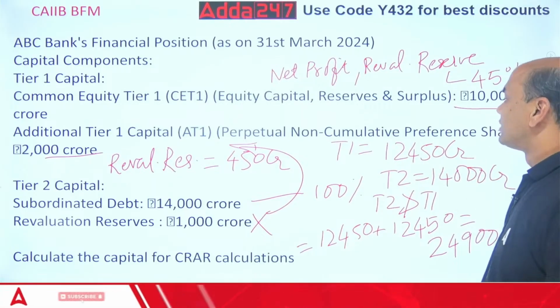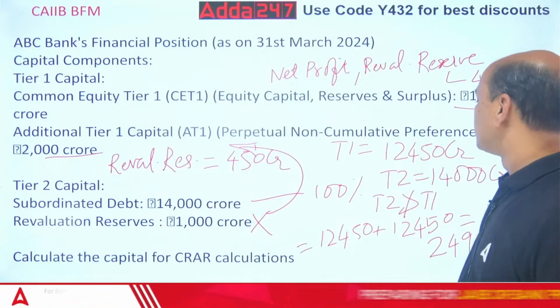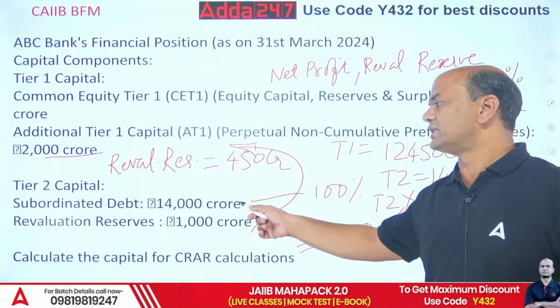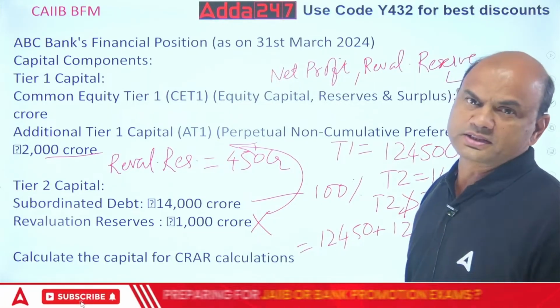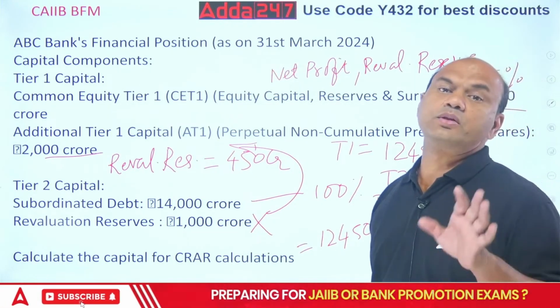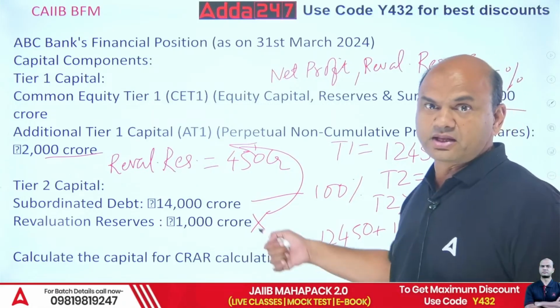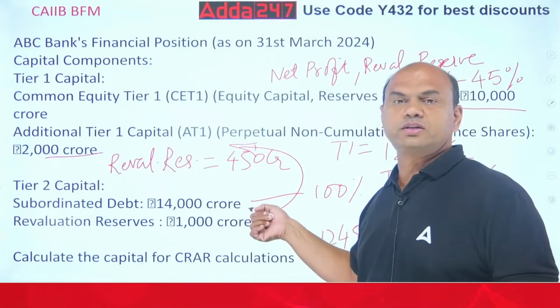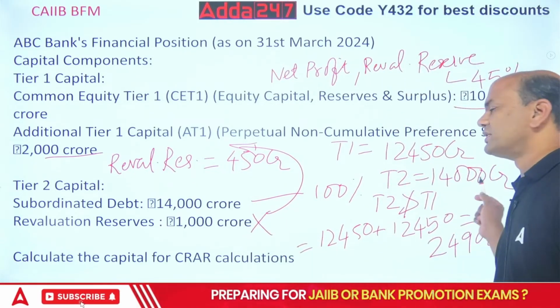Okay. Now what is my Tier 2 capital? Tier 2 capital is only one, subordinate debt. Nothing else is given, so take it 100%. Only contingencies and general provisions are taken at 1.25% of RWA. Only that. Remaining everything, this 14,000, means 100%. So take it 14,000, 100%.